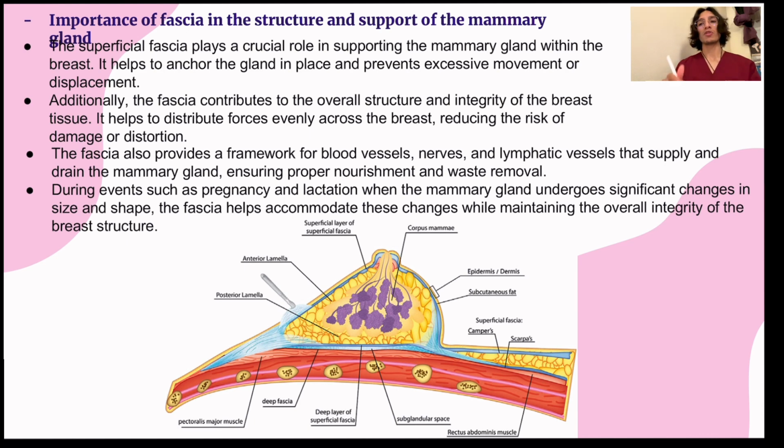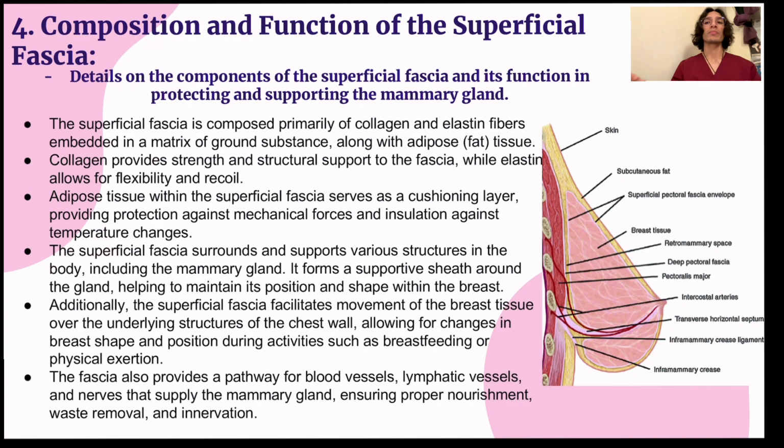The fascia also provides a framework for blood vessels, nerves, and lymphatic vessels that supply and drain the mammary gland, ensuring proper nourishment and waste removal. During events such as pregnancy and lactation, when the mammary gland undergoes significant changes in size and shape, the fascia helps accommodate these changes while maintaining the overall integrity of the breast structure.